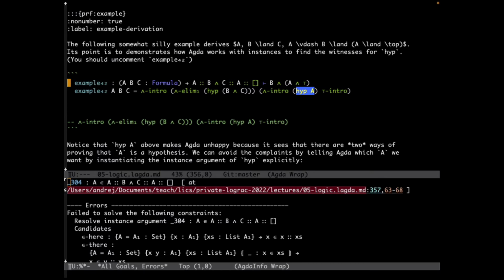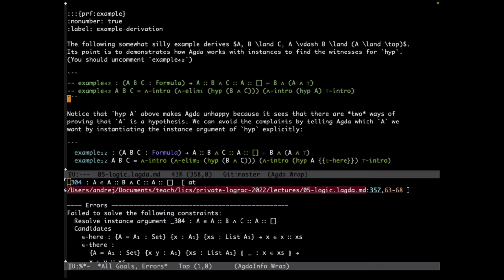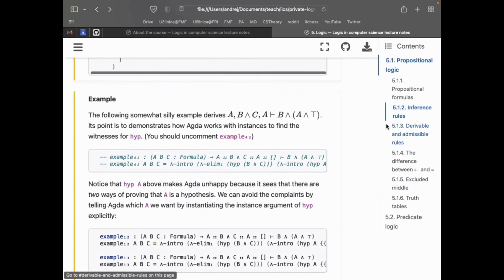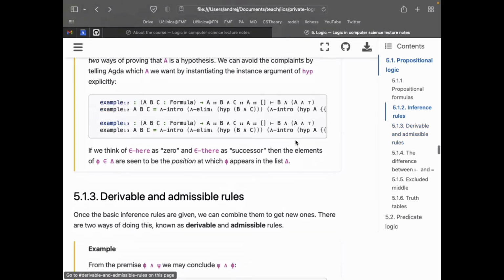Also, this shows that you definitely don't want to do this with your bare hands in Agda. There are ways to tell. You can be very explicit about which hypothesis you have in mind, because you can instantiate it in double braces. Here I say, I meant the first copy of A. And down here, I put down the second copy. It gets painful. We don't want to do this, but it's here so that you can see what's going on.